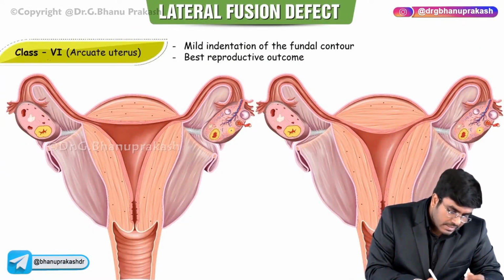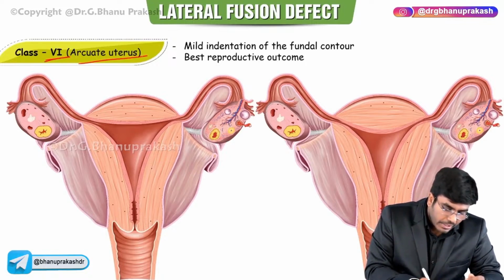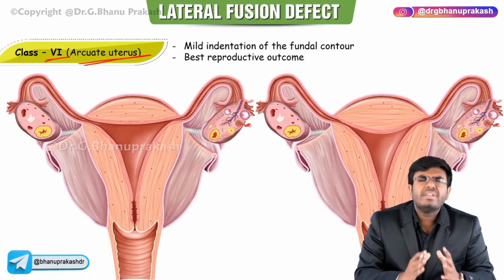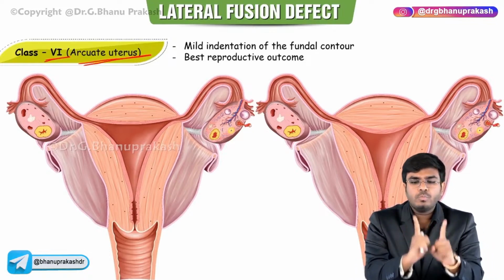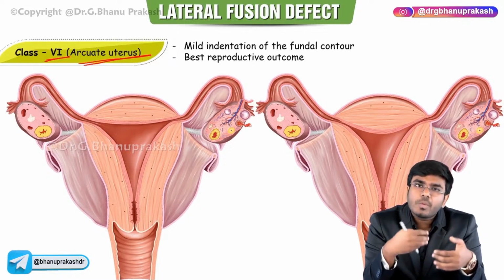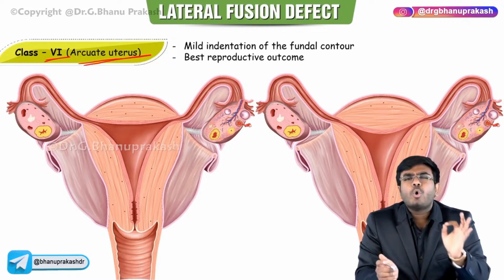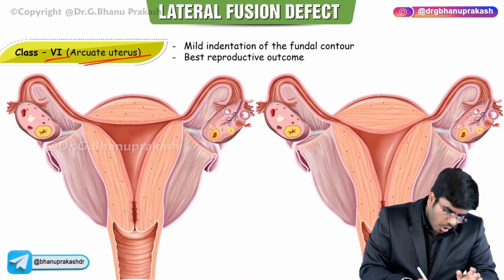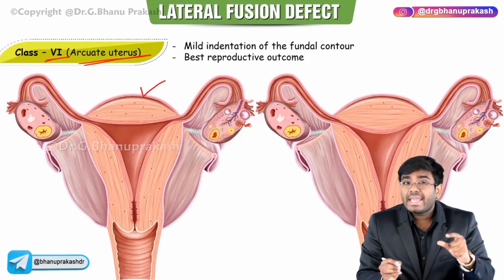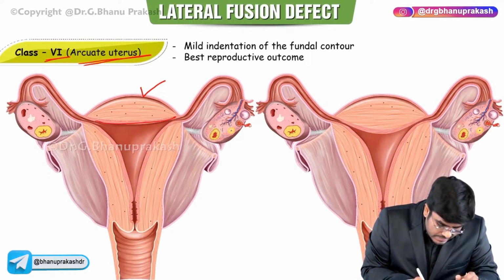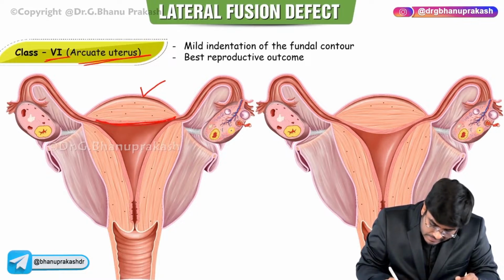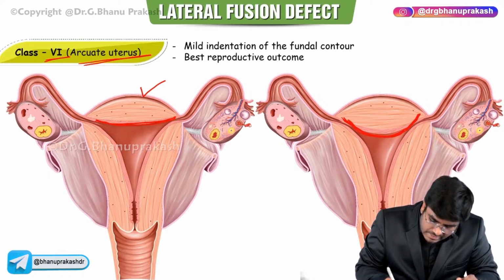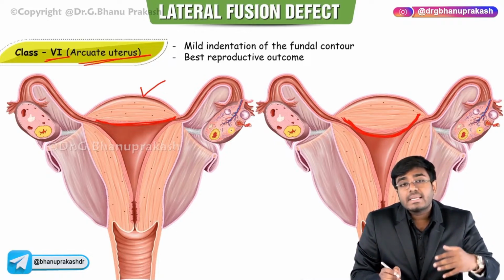Now let's discuss class 6 abnormality, which is arcuate uterus. What's the problem with the arcuate uterus, guys? Very simple. In arcuate uterus, the two Müllerian ducts have fused completely, and there is resorption of the septum. Everything is normal, but the only problem is, see here, this is a normal uterus. Please concentrate on the area of the fundus. Here the fundus is more flat. But in this image, the fundus is a bit indented into the uterine cavity, just like an arc. So that's what is known as the arcuate uterus.